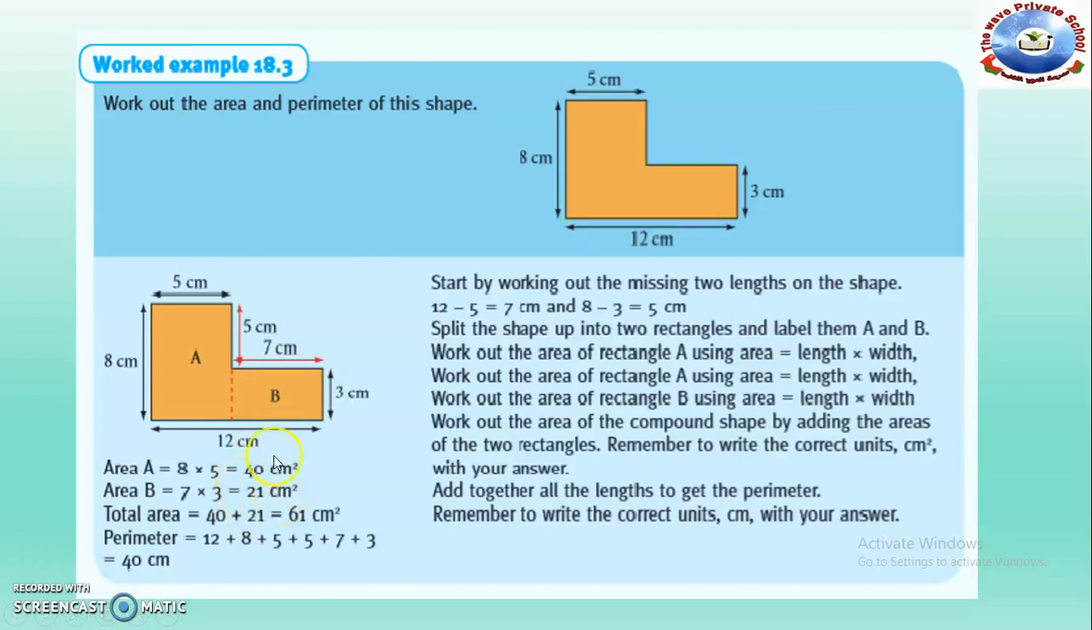After that, you will add these 2 areas. Then you will get the total area. 40 plus 21 is equal to 61 centimeter square. The 4th step is that if you have to find the perimeter, then just add all these lengths. 8 centimeter, 12 centimeter, 5 centimeter, 7 centimeter, 3 centimeter. Add all these lengths, then it will be equal to 40 centimeter. So to solve a compound shape, there are 4 steps.